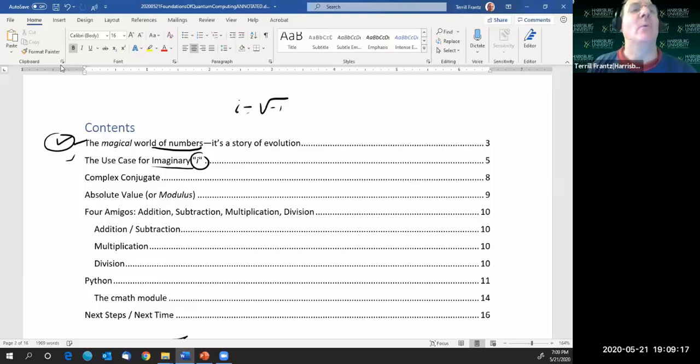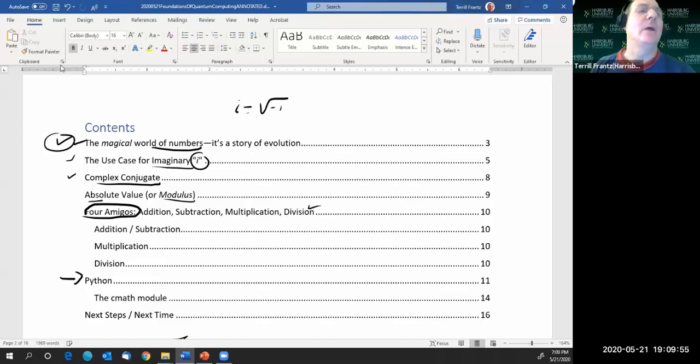After we set up what it's for, I'll cover a few of the details then. We'll talk about what's known as a complex conjugate, which is used all over the place in quantum. We'll talk about the absolute value of a complex number, also referred to as a modulus. Then we'll cover what I like to call the four amigos: addition of complex numbers, subtraction of complex numbers, multiplication, and the seemingly odd notion of division of complex numbers.